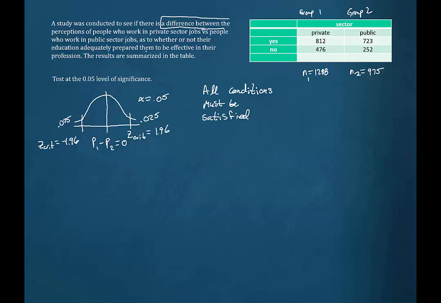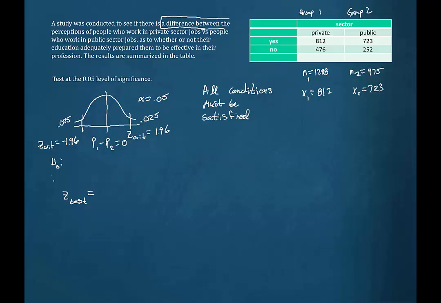In group 2, we would have 975. Looking again at the problem, the question asks whether or not their education adequately prepared them to be effective. So if their perception is that their education did adequately prepare them, then they would respond yes. So our x values then, x1 would be 812 and x2 would be 723. So what we're going to need at this point is a z-test value. But before we find this z-test value, we're certainly going to need to specify our hypotheses.